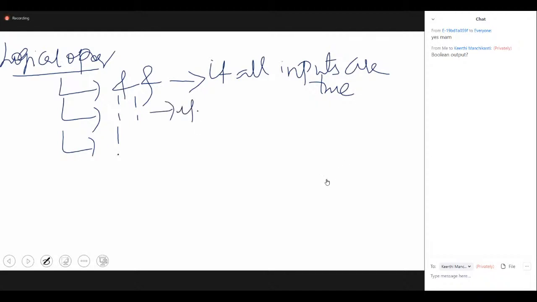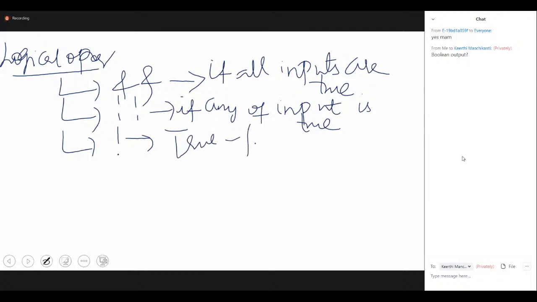Here, if any input is true, that is, either of your inputs is satisfied for a true condition, then your return value is true. But for not, a true value is inverted to false and a false value is inverted to true.